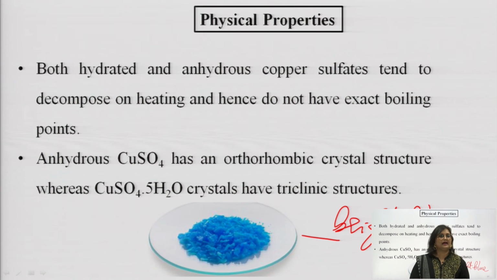Now, both hydrated and anhydrous copper sulphate tend to decompose on heating, hence they do not have exact boiling points. Anhydrous copper sulphate has an orthorhombic crystal structure, whereas the pentahydrate form has a triclinic structure. It looks something like this.